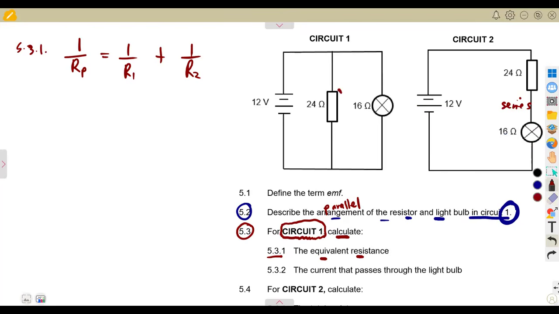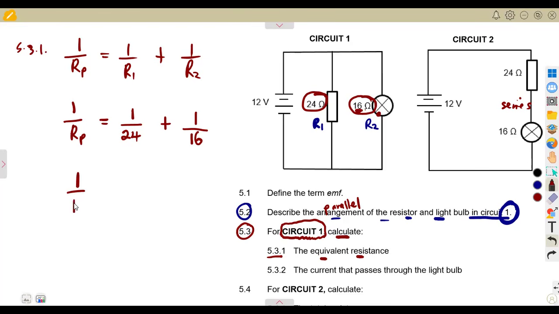If you consider these as the resistors, you can say this is your R1 and this is your R2. You just have 2 resistors there. So 1 over Rp is equal to 1 over the first resistor, that is 24, plus 1 over the second resistor, the bulb. The light bulb has a resistance of 16 ohms. Remember, resistance is measured in ohms.